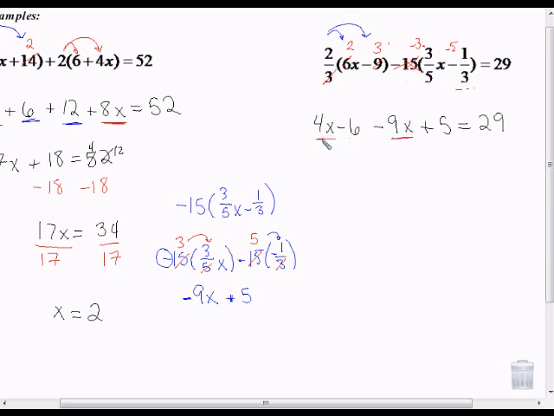So 4x and negative 9x. I have a positive 4 and a negative 9, so I'm going to get a negative 5. And then I have negative 6 and positive 5, so I'm going to get a negative 1.